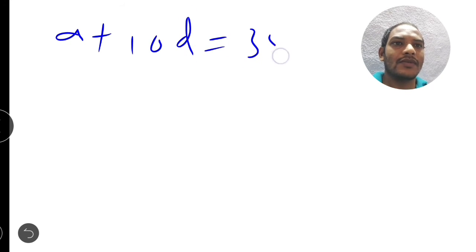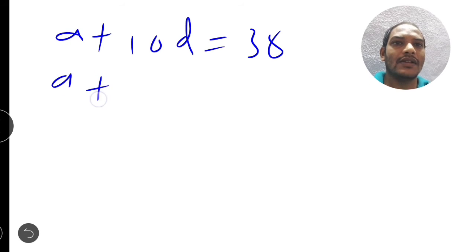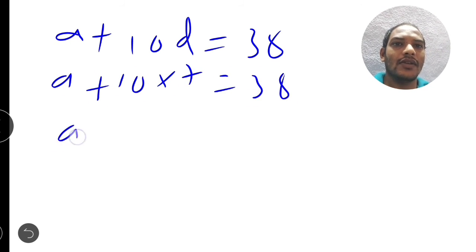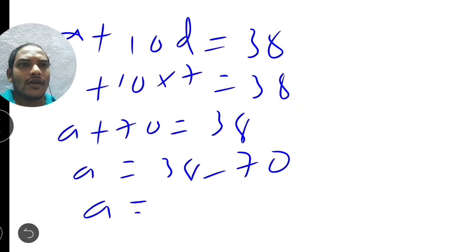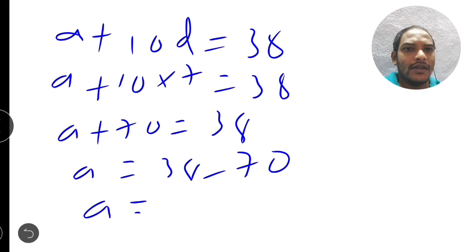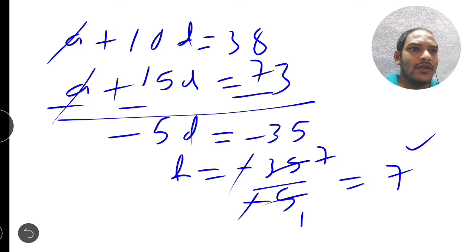So now substitute in either equation 1 or equation 2. I am substituting in equation 1. d value 7, so a plus 10 into 7 equals 38, so a plus 70 equals 38. a equals 38 minus 70. 38 minus 70 is minus 32, so the a value is minus 32, the d value is 7.